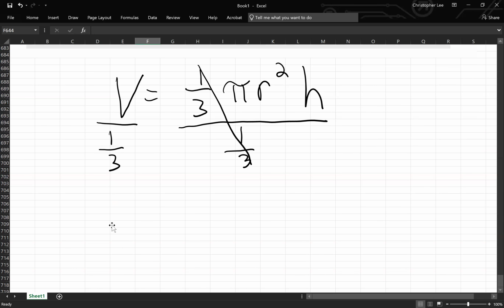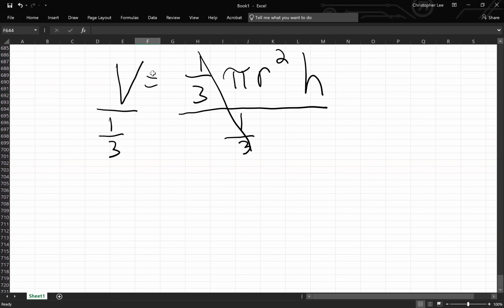But don't be scared. We already know how to divide fractions, right? The V is just V over 1. Change the division to multiplication. Flip the fraction on the bottom, 3 over 1, right? And when you multiply straight across, V times 3, that's just 3V. So I'm gonna start off with 3V is equal to pi r squared h.